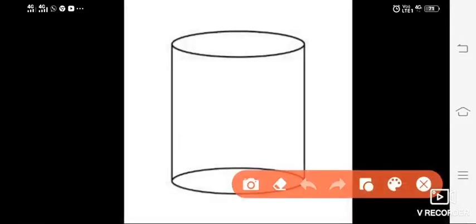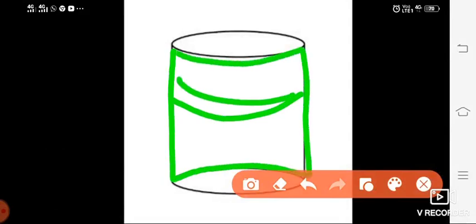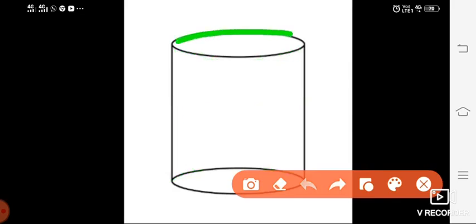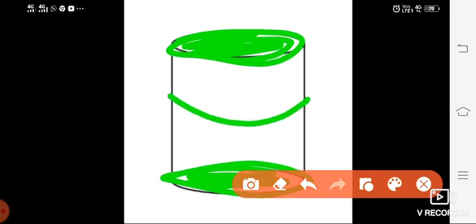Yes, so a cylinder has one curved face. Is it round in shape? So this portion, whatever I am marking, is this a curved portion? Yes, so it has one curved face. Next, now whatever I am drawing and coloring, see, one and other one, this is 2. So it has 2 circular faces. So the first one was one curved face and then 2 circular faces.